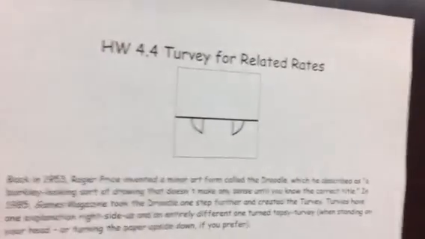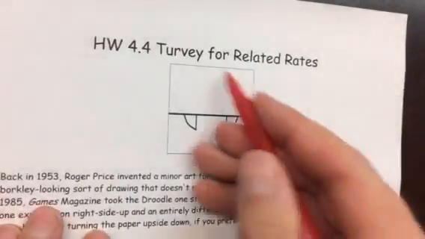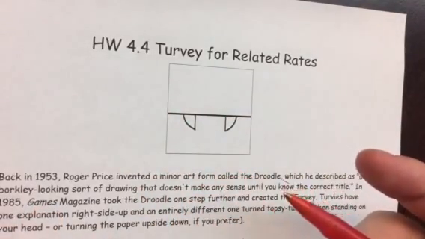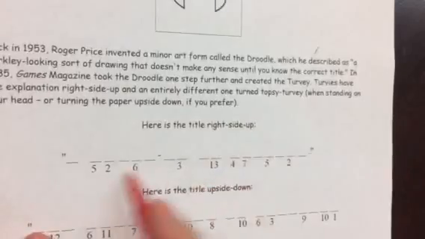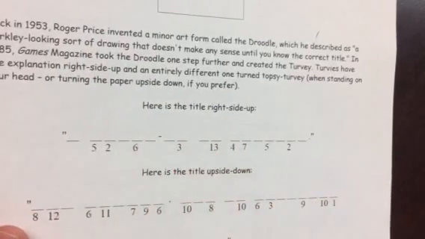Homework 4.4 is a puzzle, and it's a picture puzzle. There is this picture right here, and it can be interpreted two ways. One right side up, and one if you turn it upside down, it makes a different picture. And the titles for those two pictures are right here. And the way you're going to figure out this puzzle is by solving these problems.